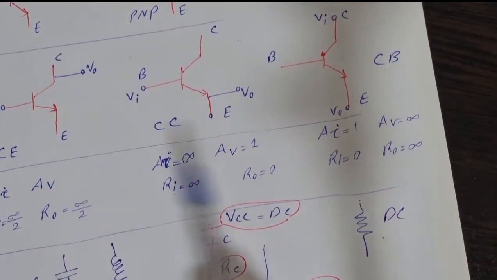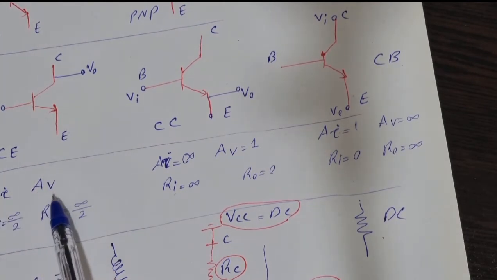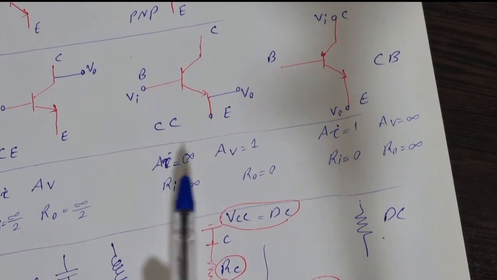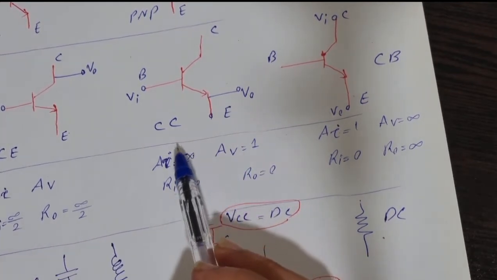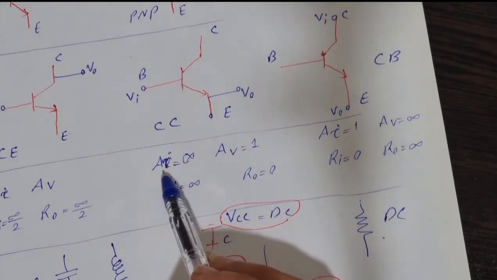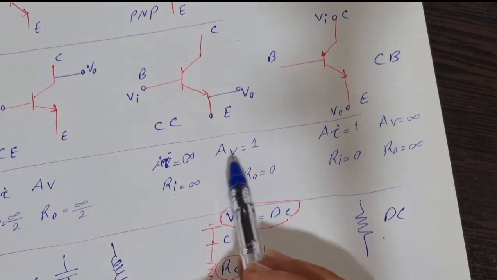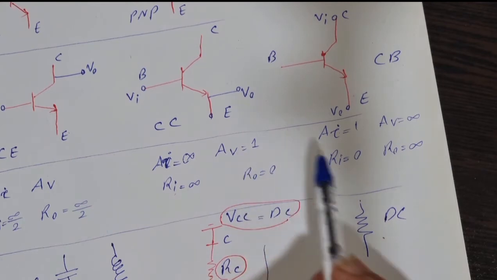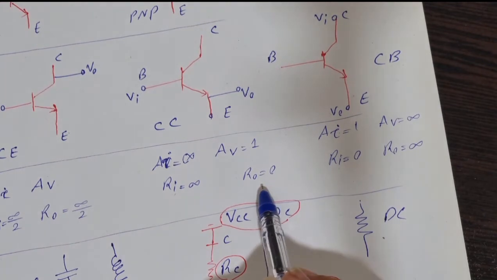For example, common emitter has a good current gain and voltage gain. And as you can see, input resistance of common emitter is a very good amount. It's high. So is output resistance. On the other hand, common collector has a very high current gain, but the voltage gain is equal to 1. Not exactly 1, but roughly 1, around 1. And input resistance is very high and output resistance is 0.